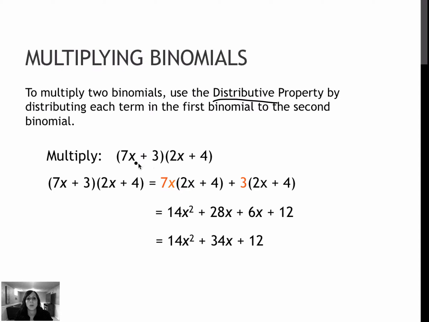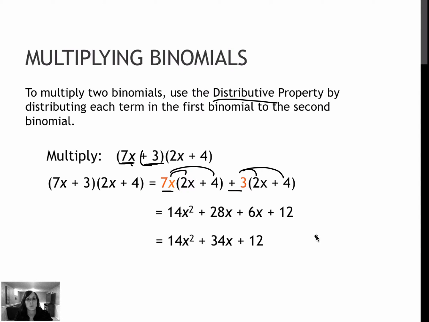So my two binomials are 7x plus 3 and 2x plus 4. And what I need to do is take this 7x times both terms in my second binomial and my 3 times both terms in my second binomial. So notice what I've done is I've rewritten the 7x times that second binomial, and then my plus 3 times the second binomial. Then it's just a matter of the distributive property to give me 14x squared plus 28 plus 6x plus 12.